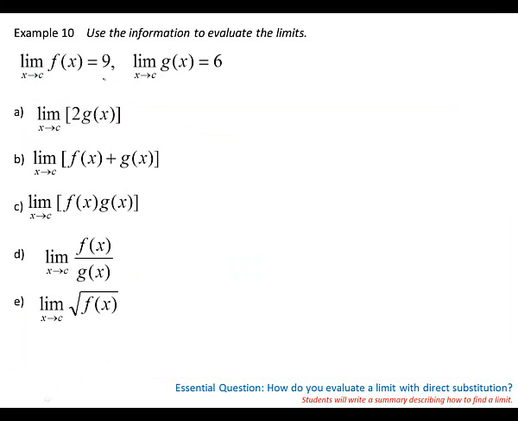So on this one here, notice, it didn't give me a function, right? It gave me two generic functions, but it told me what their limits were. And we're going to apply the properties. We'll do this a little bit here in calculus. So basically this is saying take 2 and multiply it by g's limit. What's g's limit? 6. 2 times 6 is 12.